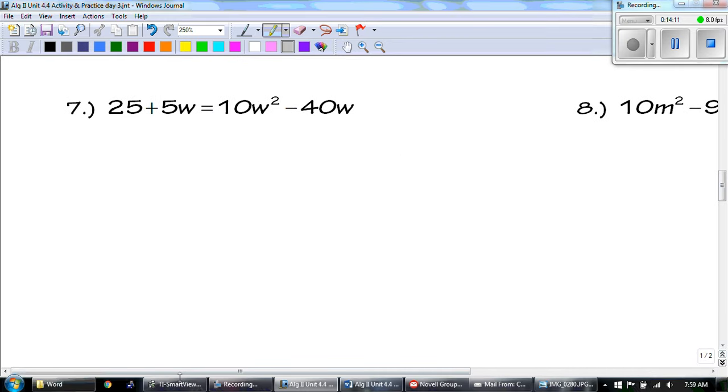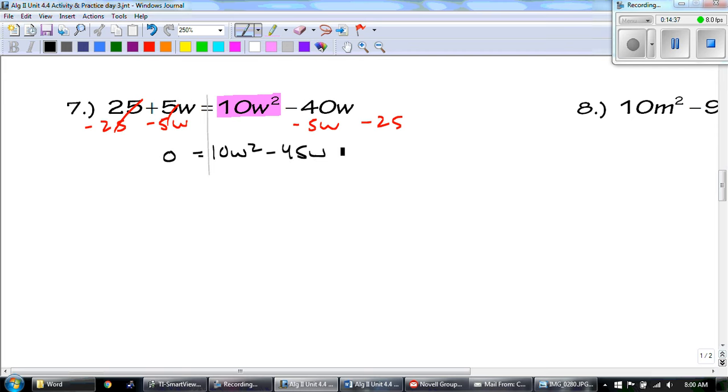All right, number 7. Find your leading coefficient. And then I'm going to move everything else to the other side. And just like that last one, that 25 does not have anywhere to go. So we got 10w squared minus 45w minus 25.